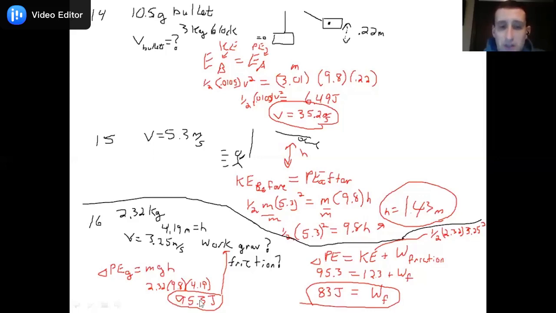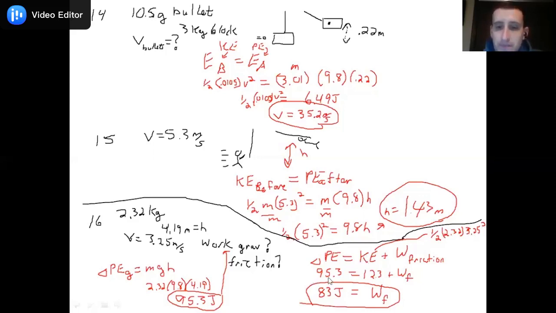That is also the potential energy the object started with, and therefore it's the beginning of the second part of our problem as well. The second part of our problem is what is the work done by friction. This is just like the Carl slide problem. How much potential energy does the block have at the top? We already did that, 95.3 joules by doing mgh. And the potential energy at the top is going to equal the kinetic energy at the bottom plus the work done by friction. So we were given a velocity, 3.25. So we do 1/2 of the mass, 2.32, times the velocity squared. That's going to give us the kinetic energy.